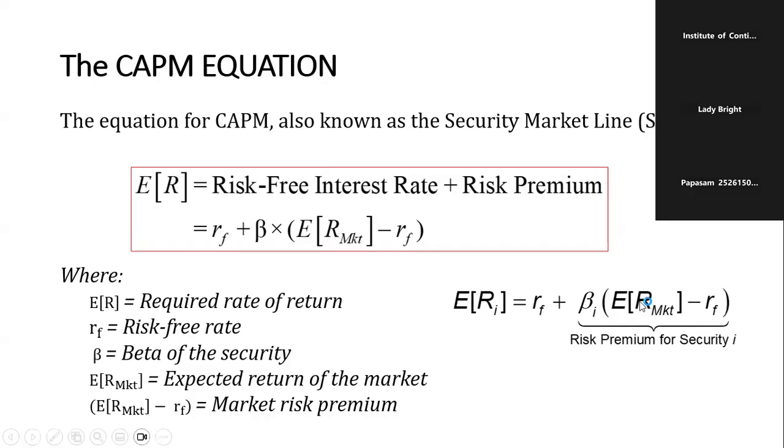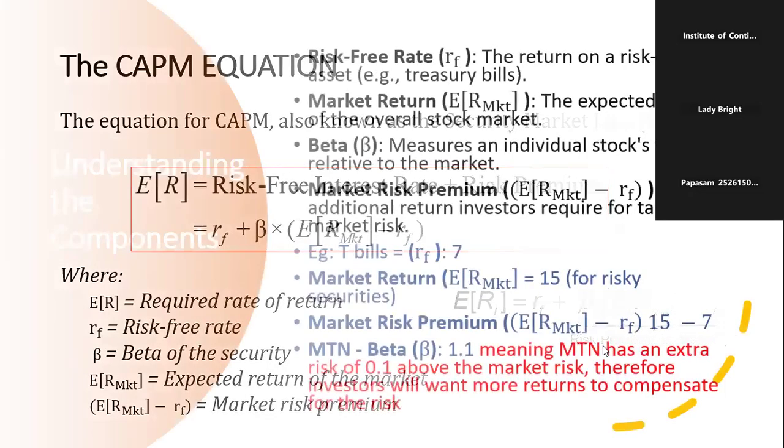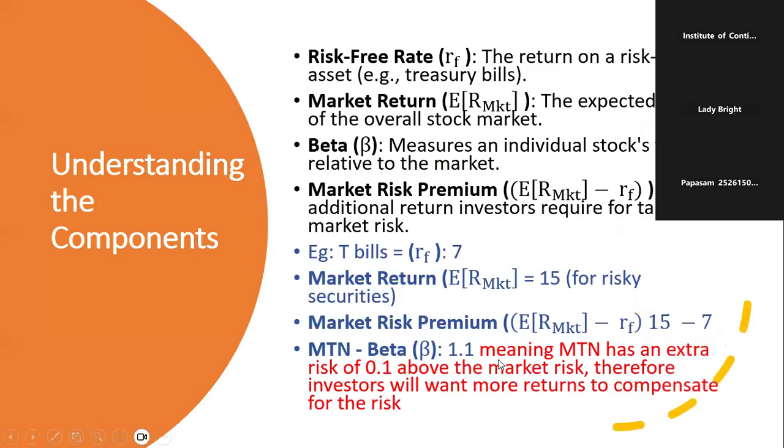Again, the expected return on the market minus risk-free. Example, we buy a T-bill with a risk-free rate of 7%. Then you have a market expected return of 15%, so the market is giving you 15% for bearing risks.